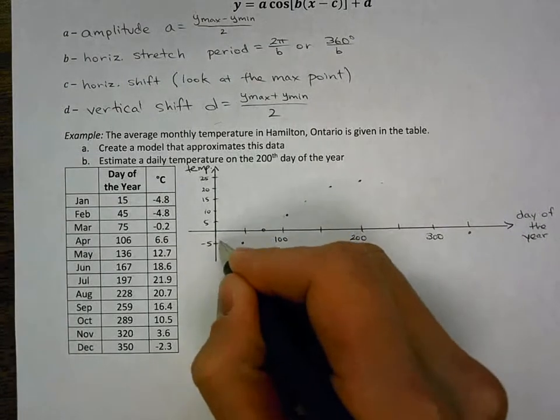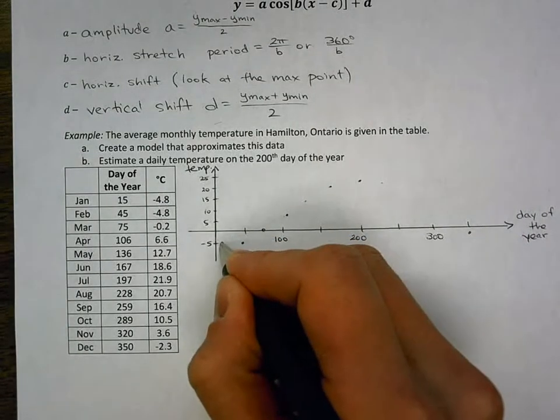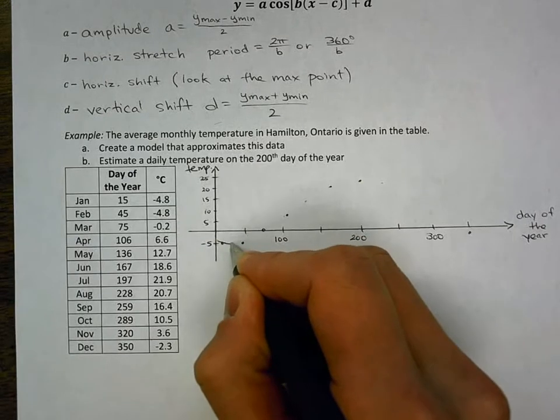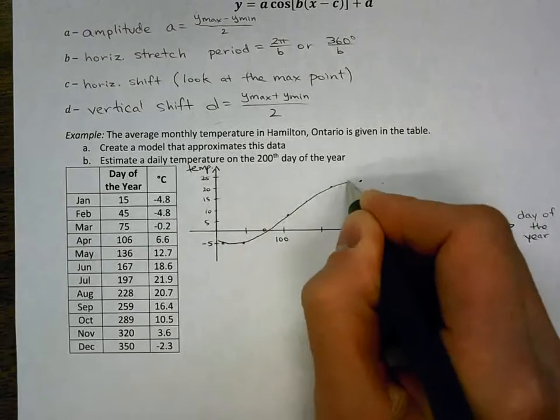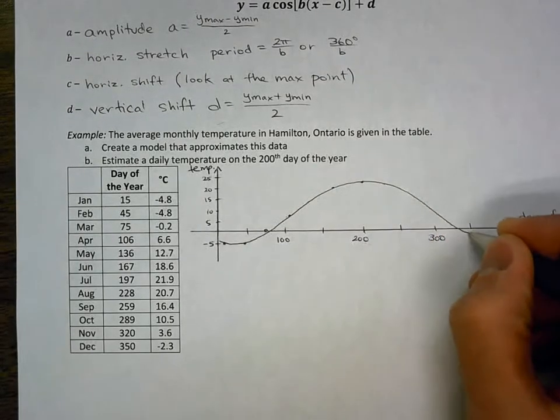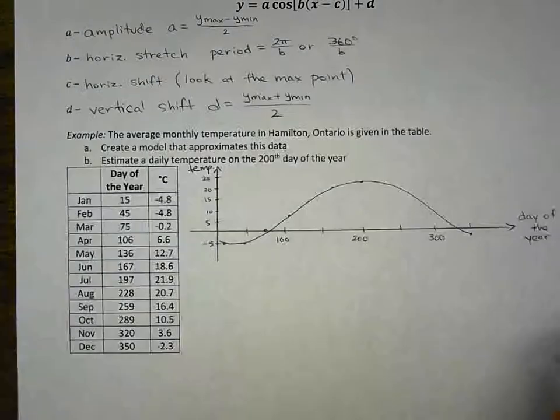So you can see the graph. So we get that shape. And we can understand that this will repeat every year. It's periodic.